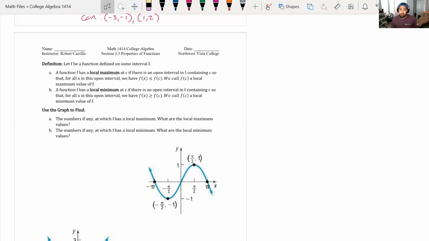So a function f has a local maximum at some value c if there is an open interval I containing c, so that for all x in this open interval, we have that the y values of x are less than the y value at c. We call f of c a local maximum. What does all that mean to us? Nothing, because did it make sense? Probably not. Okay.